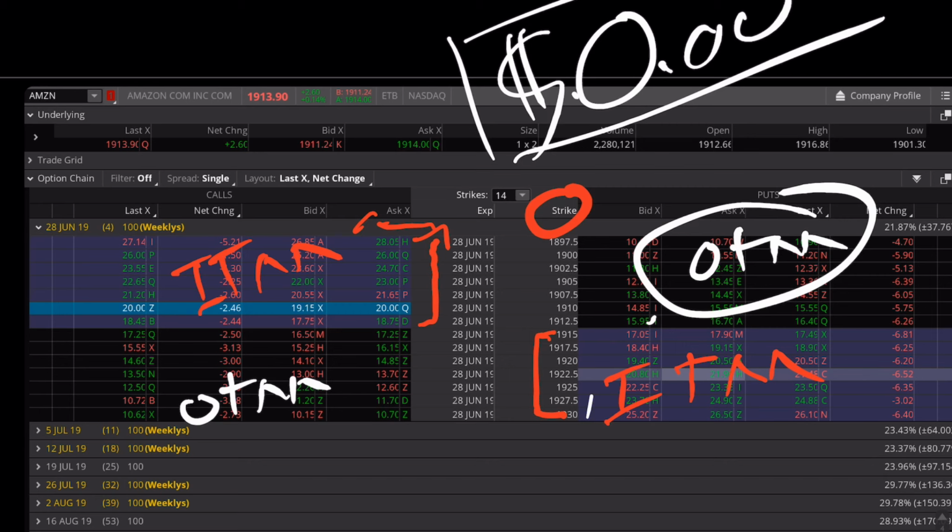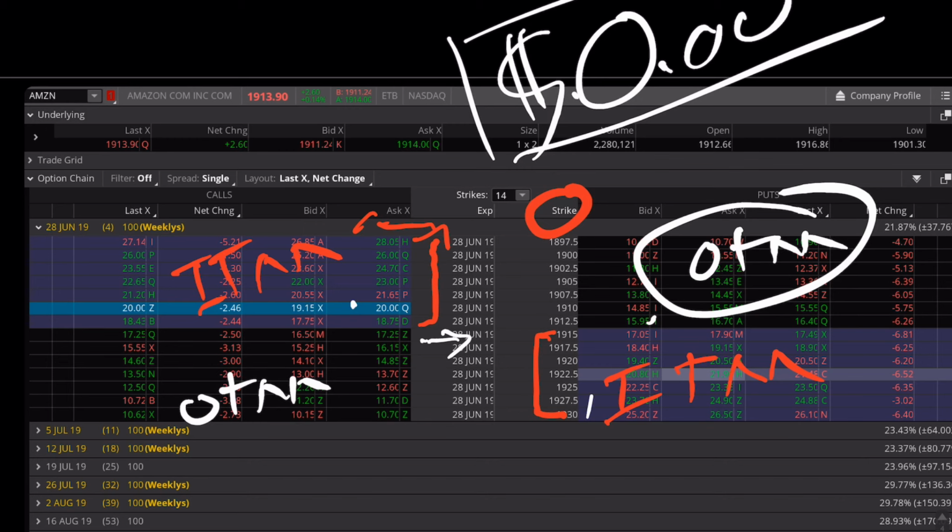And then vice versa, on the call side, anything that finishes above 1915, for example, will be in the money so long as the stock price is higher than the strike price. So again, if you're looking at the 1915, Amazon needs to finish at 1915 and a penny or higher to be in the money for these strikes. Okay, so if Amazon finishes above 1915, then the call option will be considered in the money at expiration, and it will have some value.